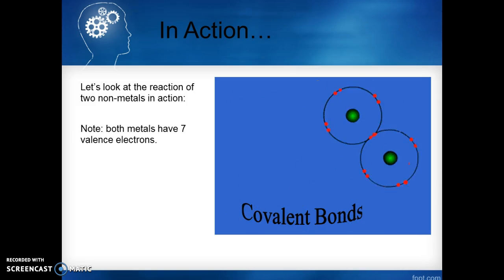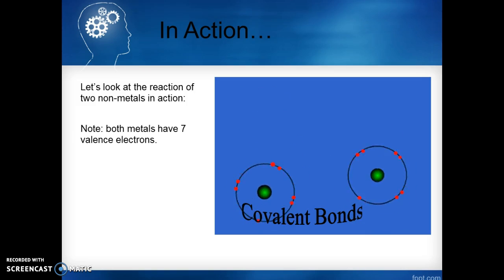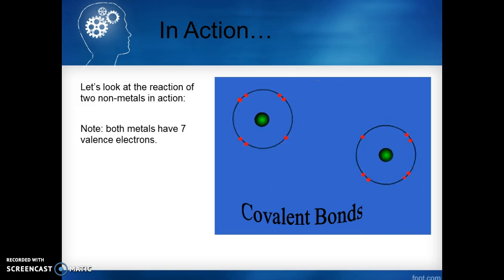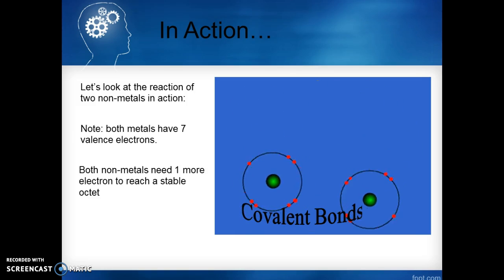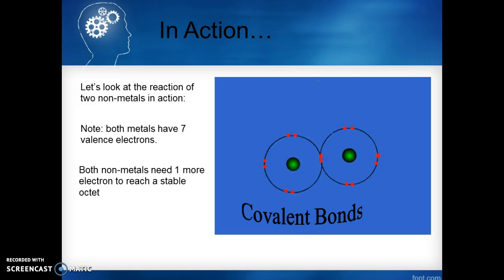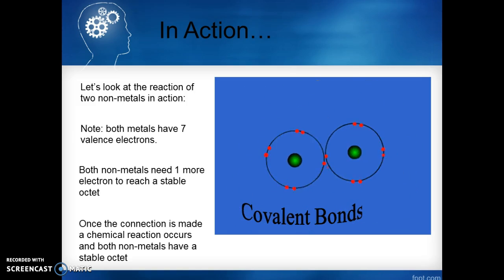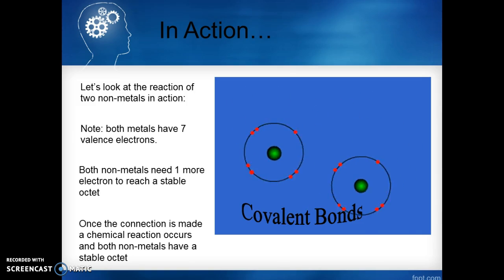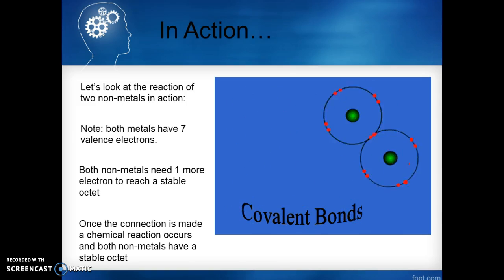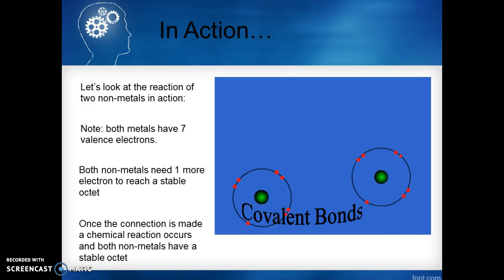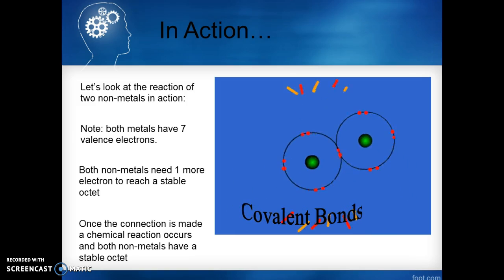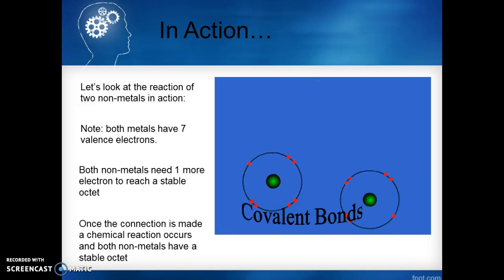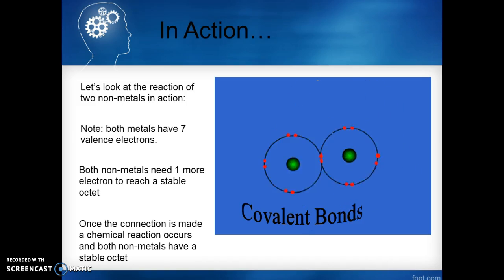So note, both of these nonmetals have 7 valence electrons. Both nonmetals need 1 more electron to reach that stable octet. Once the connection is made, where the valence shells come close enough to each other and overlap, a chemical reaction occurs. Now both nonmetals are stable, and we have a compound. A stable new molecule has been created through covalent bonds.